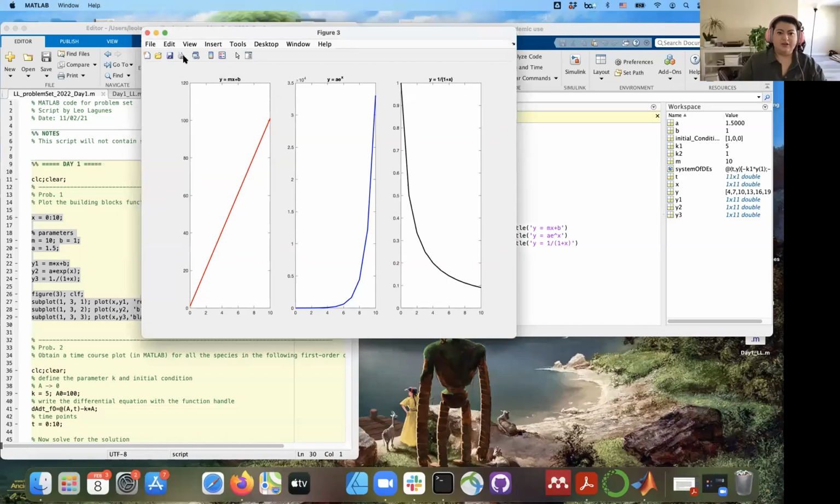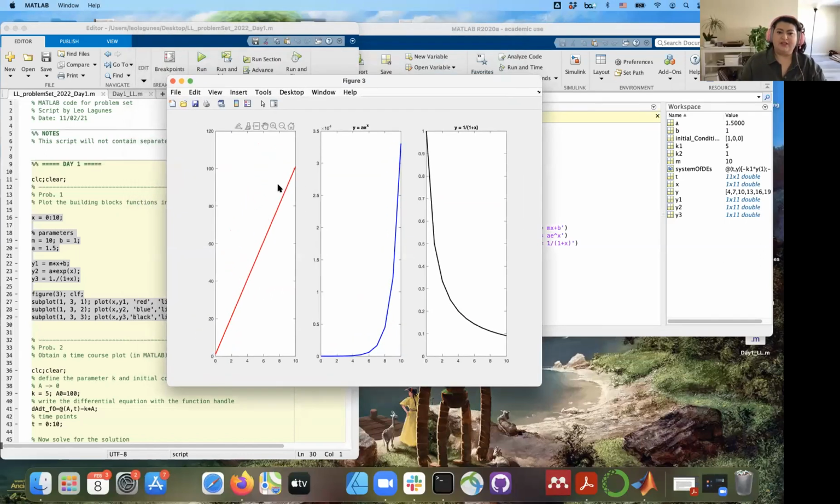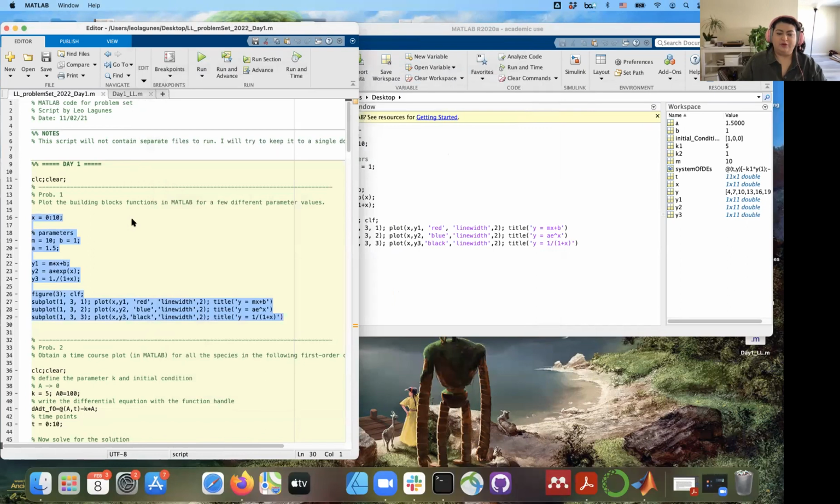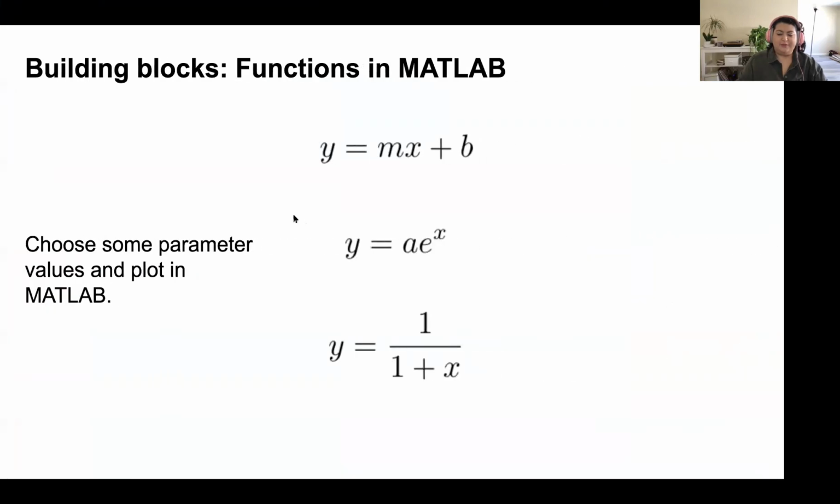Okay, so let me just share what mine look like. Here are my three graphs. Here is the linear function, here is the exponential function, and the hyperbolic function. And this is a decreasing hyperbolic function. Again, all of these will be on the Google Drive at the end of the workshop today.